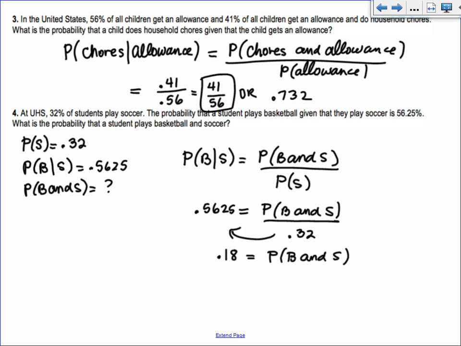That means that 18% of the students play both basketball and soccer. Okay? Is this making sense? So let's kind of go back to where we were talking about the Venns. Yeah, I'm kind of confused.